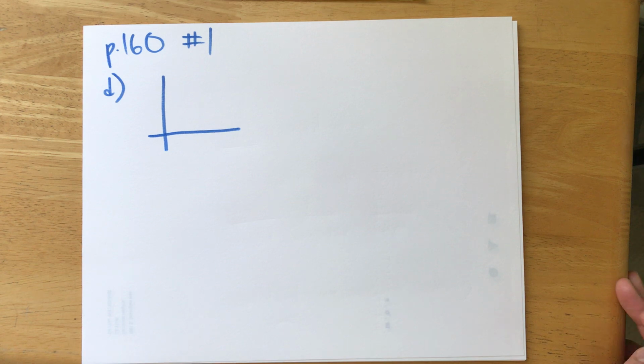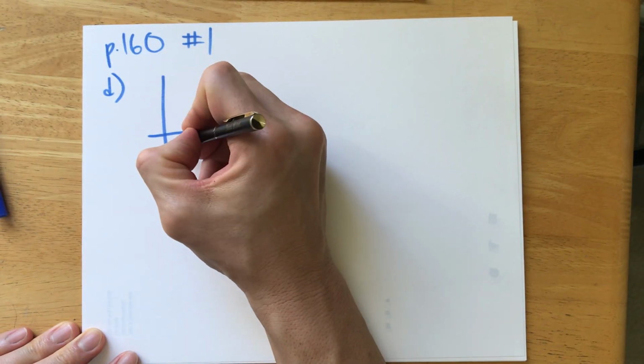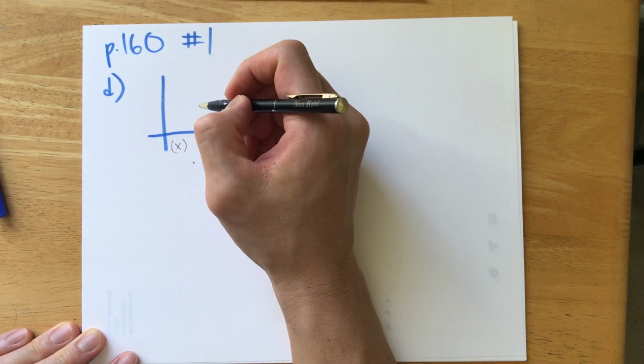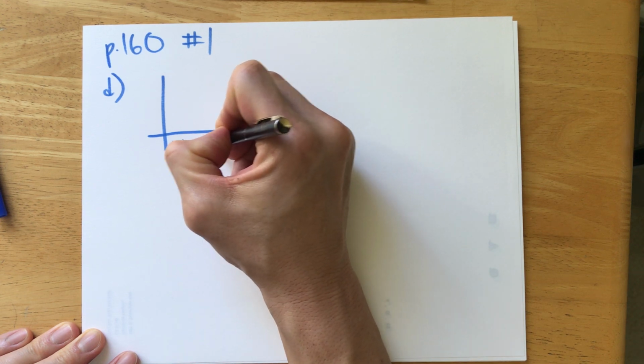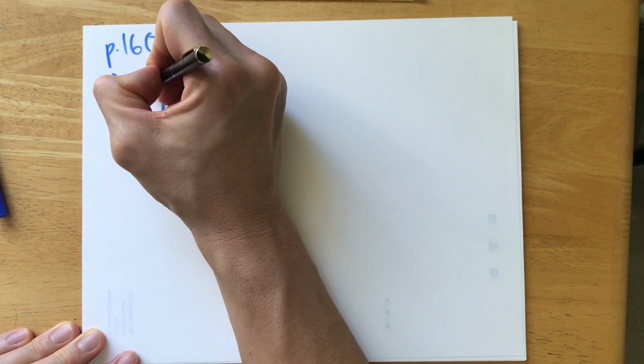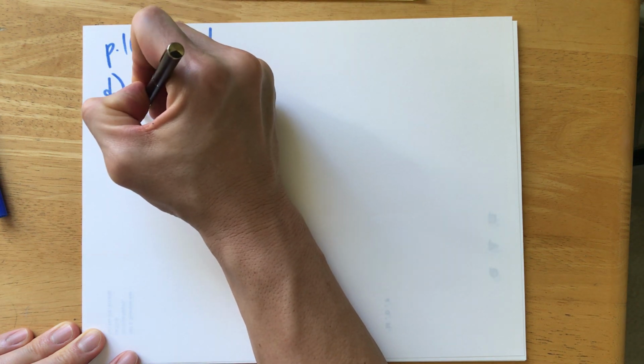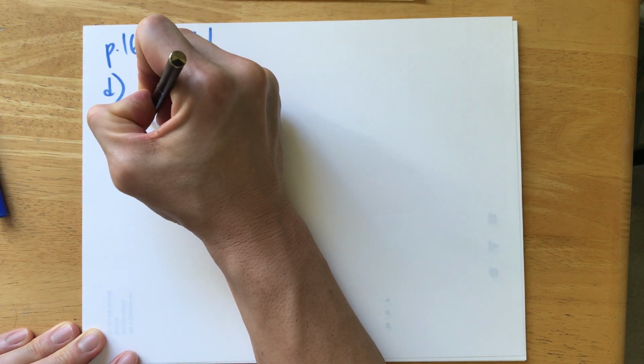So for D, it's the number of miles you've driven since filling up and the gallons remaining in your tank. So class, which affects which? Does the number of miles you've driven affect the amount of gas you have, or does the amount of gas you have affect the miles you've driven? It would be your x, or your explanatory. I'm just going to write x. Is that okay? So your x would be the number of miles driven, and your y right here would be the number of gallons remaining in your tank.